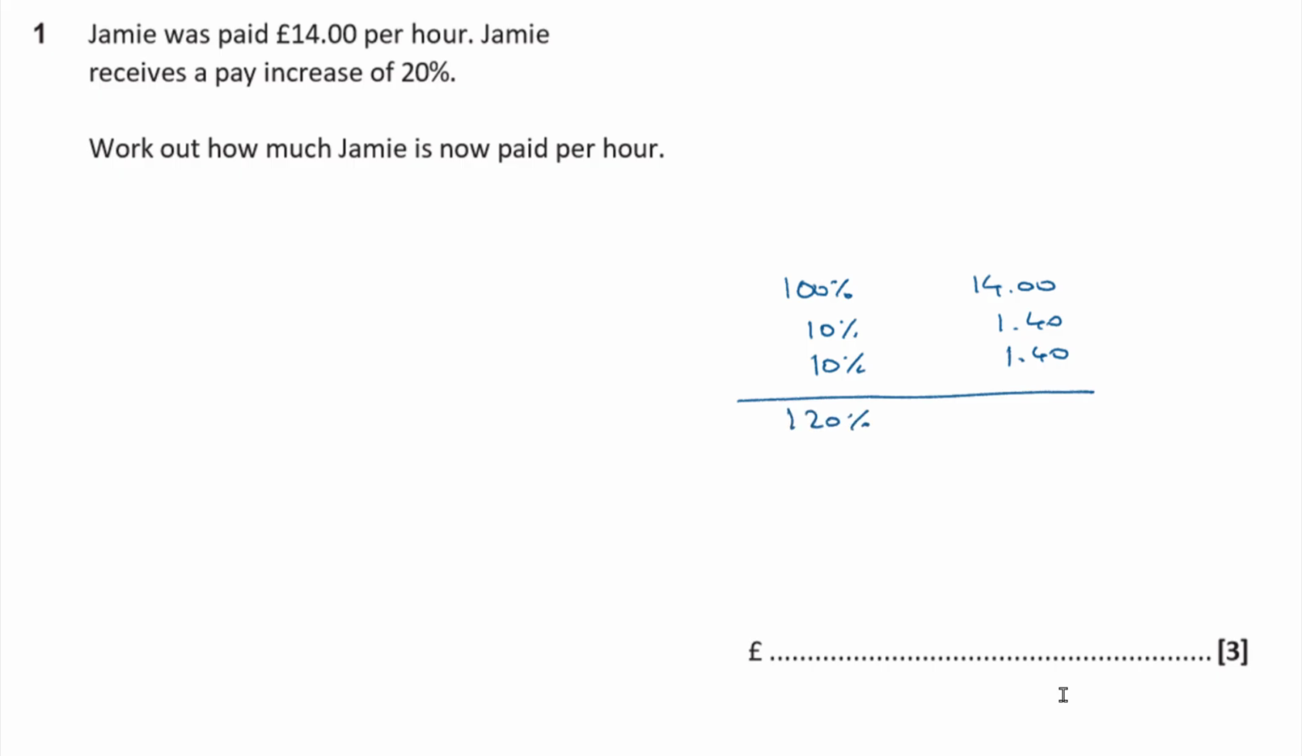So adding all up on the right hand side, 0, 0 and 0 is 0, 0, 4 and 4 is 8, 4, 1 and 1 is 6, so that's £16.80. That's nice, £16.80. Good pay rise.